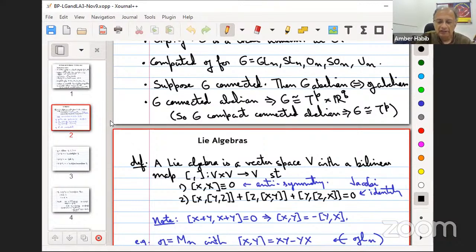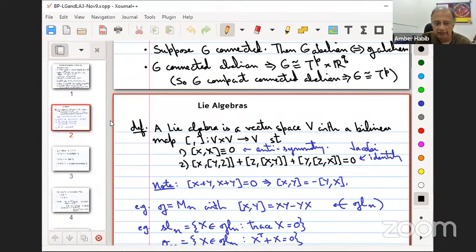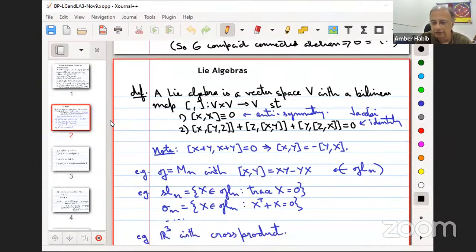Okay, so our main example is, of course, you look at n cross n matrices with xy minus yx as the bracket. Then you have various subspaces which are closed under this bracket, so they also become Lie algebras. We saw a few of those in the last lecture. The trace zero matrices and the skew symmetric matrices were two of them. We also saw the complex matrices, the skew Hermitian matrices. They are also an example of a Lie algebra.